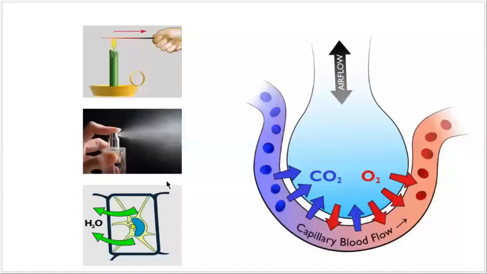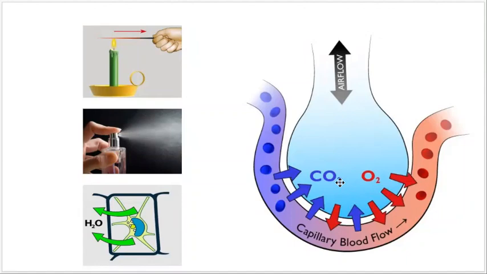Let's talk about one of the most important biological processes, which is diffusion. Diffusion is all about molecules or particles trying to stabilize themselves in their environment. For example, look at this diagram. These are the alveoli in our lungs.